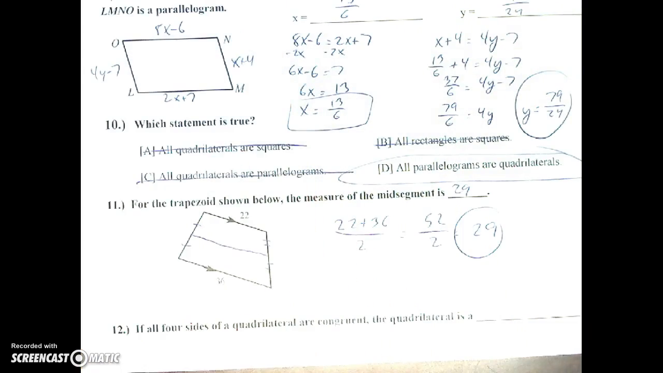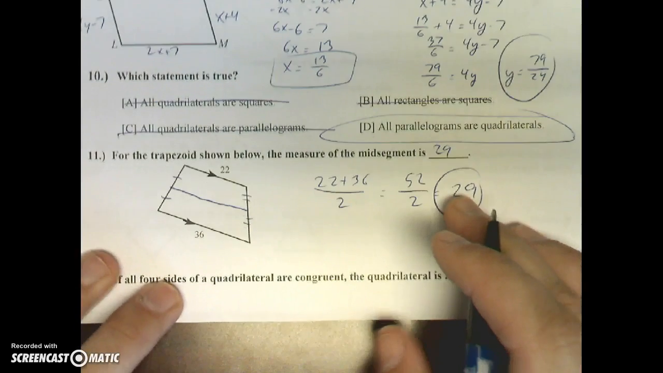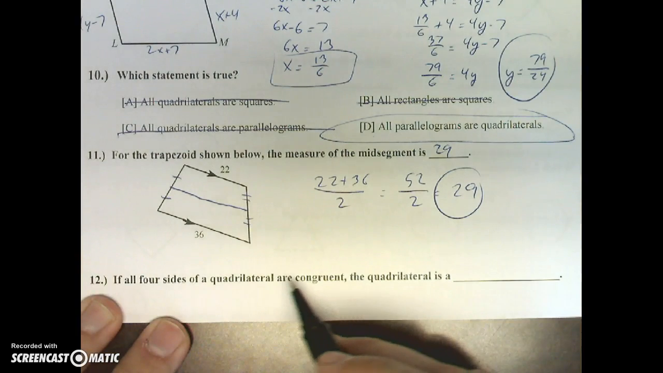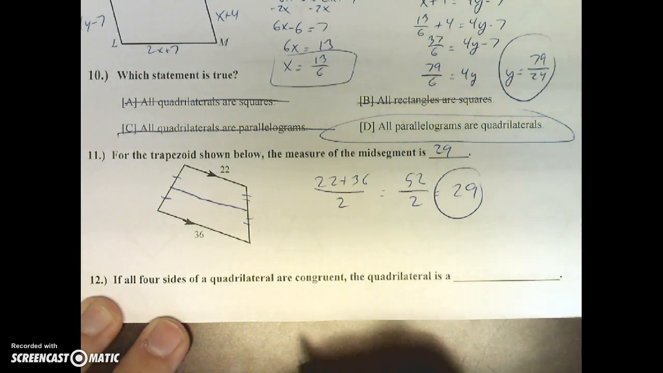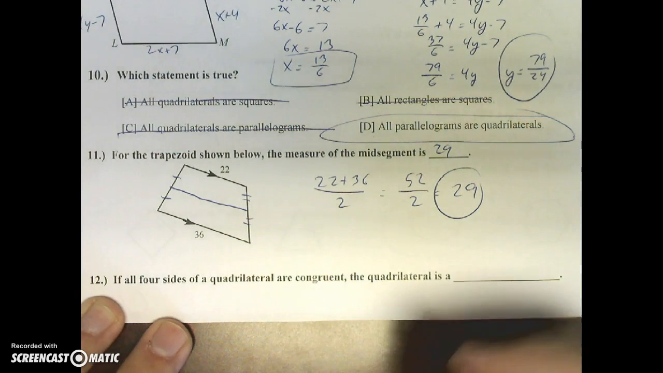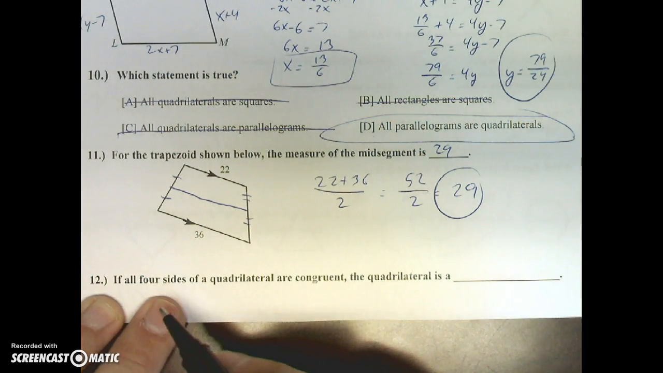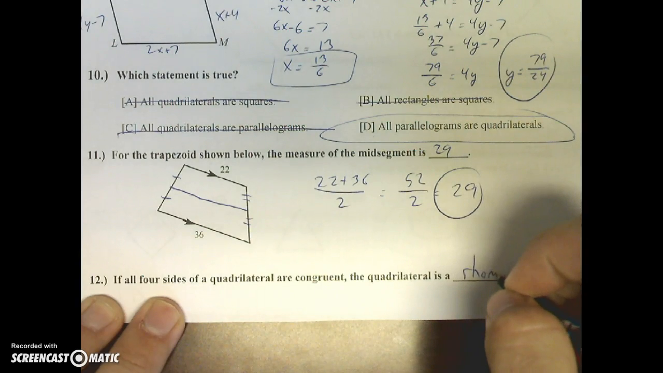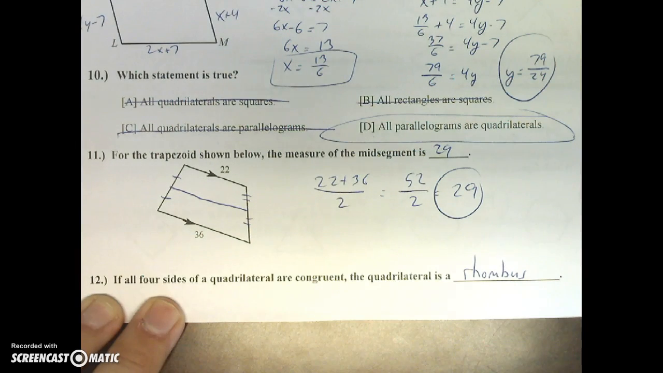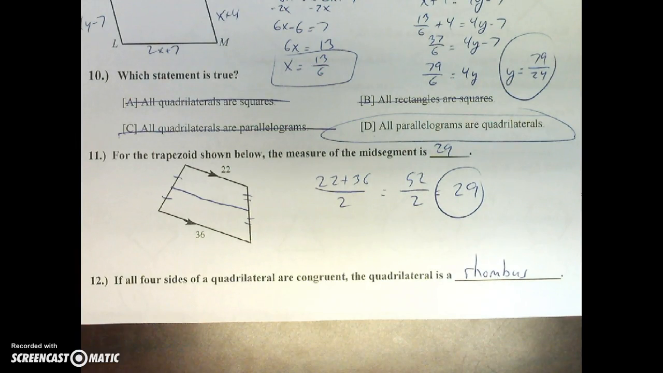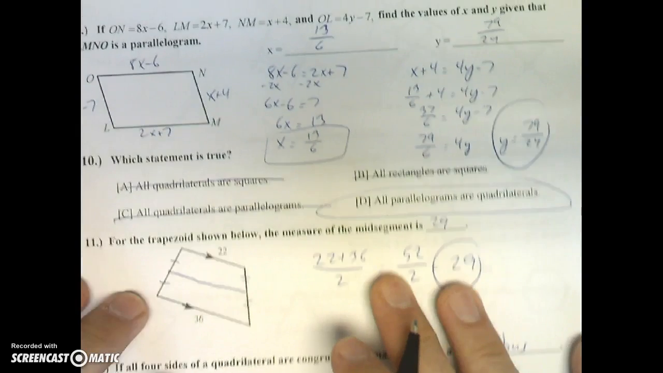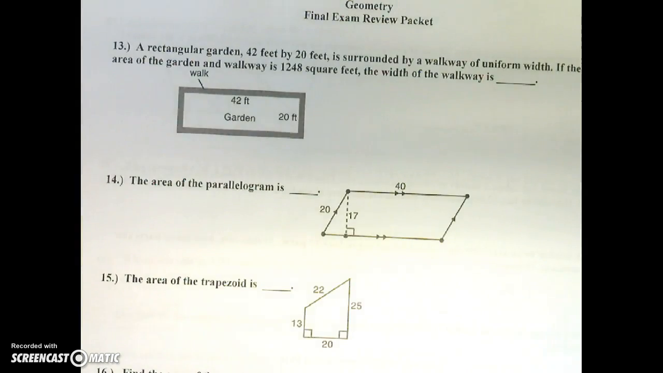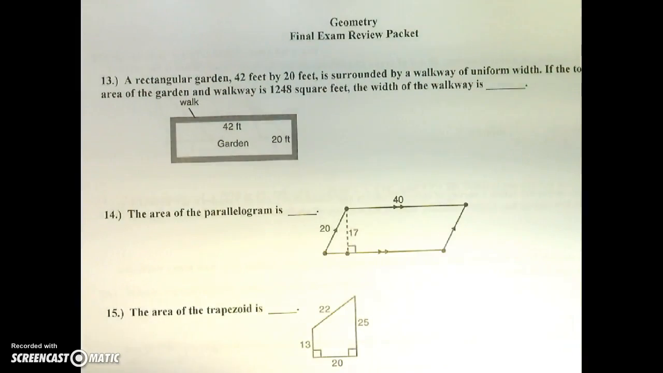Excellent. If all four sides of a quadrilateral are congruent, the quadrilateral is, please be careful, I know we talked about this numerous times in class, but if all they're telling you is four sides are congruent, then you know it's a rhombus. You'd be inclined to say square, I get that, it makes sense, but again, you need to have four congruent angles in order for it to be a square. Second page is down and we're going to move right along.